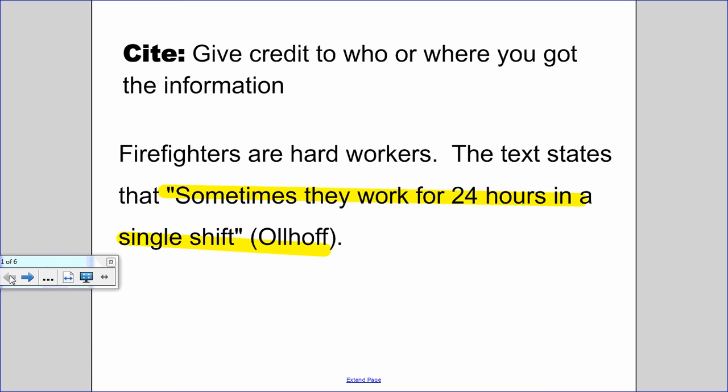So if we go back and look over here, these quotation marks show that from here all the way across to right here, I copied this information right from a book. Inside these parentheses, it tells where I got it, and this was the author's name.